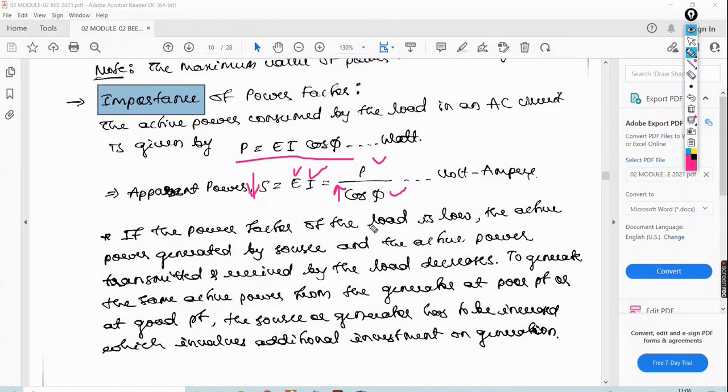It means if the power factor of the load is low, then the amount of active power generated by the source, as well as the active power transmitted and received by the load, decreases. The power supplied to the connected load is the apparent power, which is the combination of active power as well as reactive power, and that will be affected. Because of that reason, as much as possible, you need to maintain a high power factor. Is this clear?